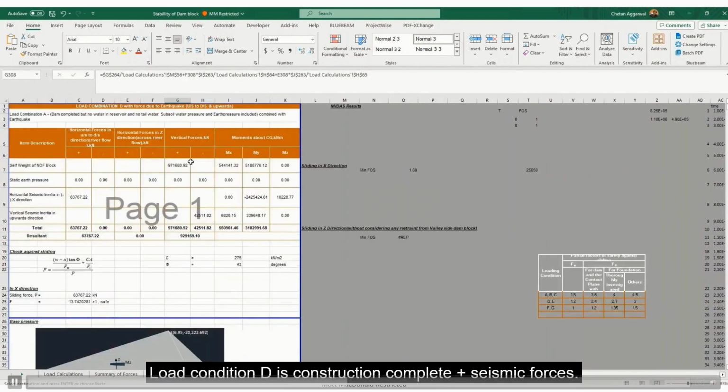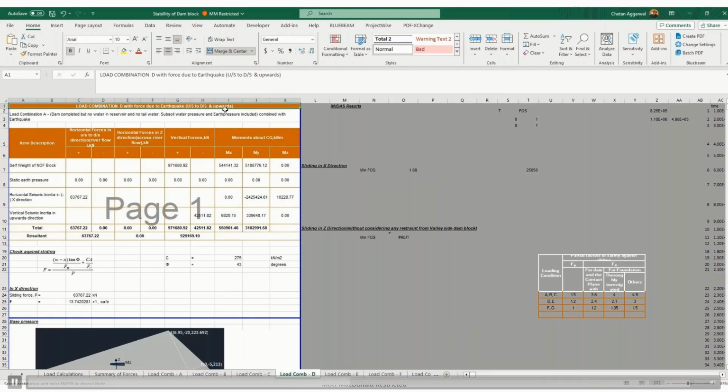Okay, so I have evaluated the stability for seismic condition in this sheet. For seismic condition, I have considered earthquake upstream to downstream, downstream to upstream, and upwards, downwards. I mean all the combinations: upstream to downstream upwards, upstream to downstream downwards, downstream to upstream upwards, and downstream to upstream downwards. So these four combinations I have considered.